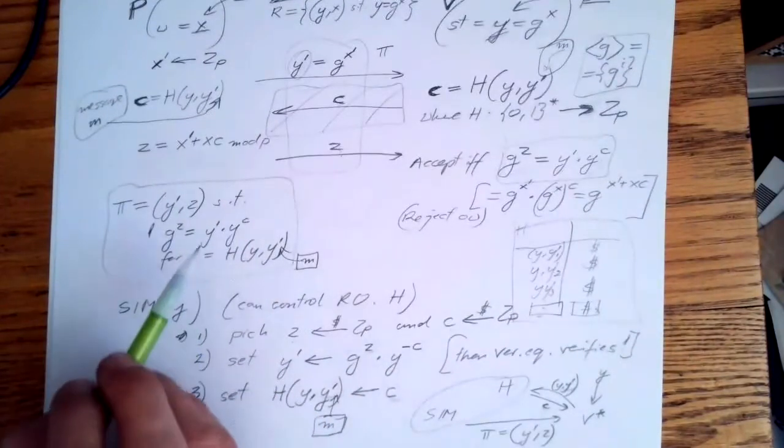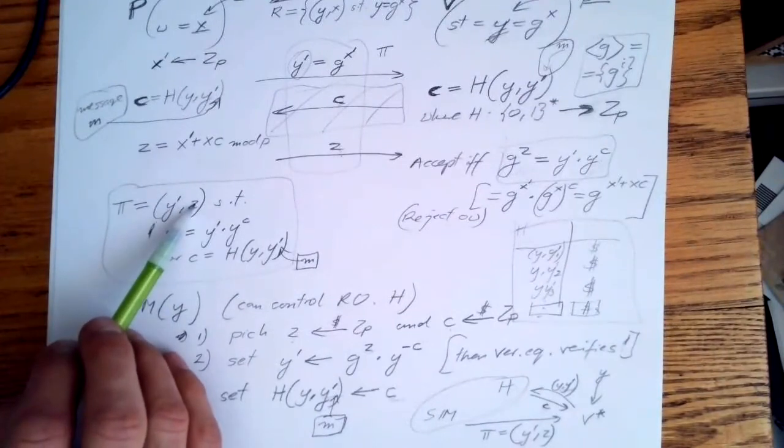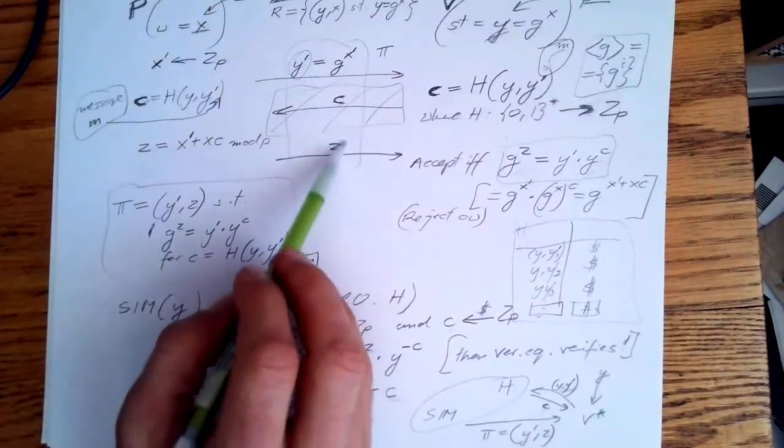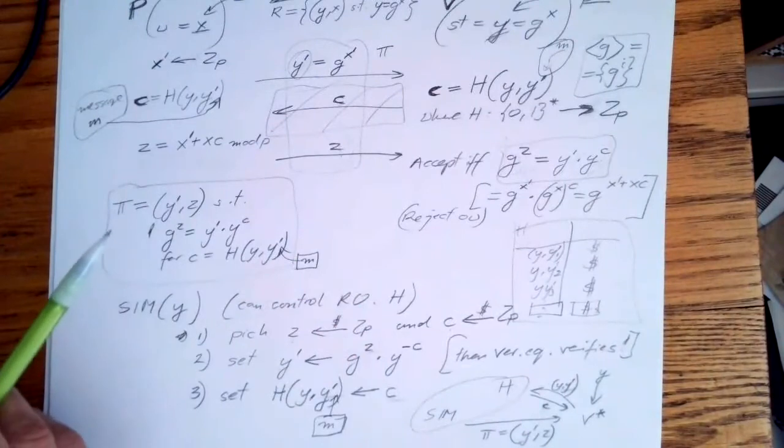It's also very short, the signature, right? A single group element and NSEP, right? So this can be 320 bits, okay, on a 160-bit elliptic curve.